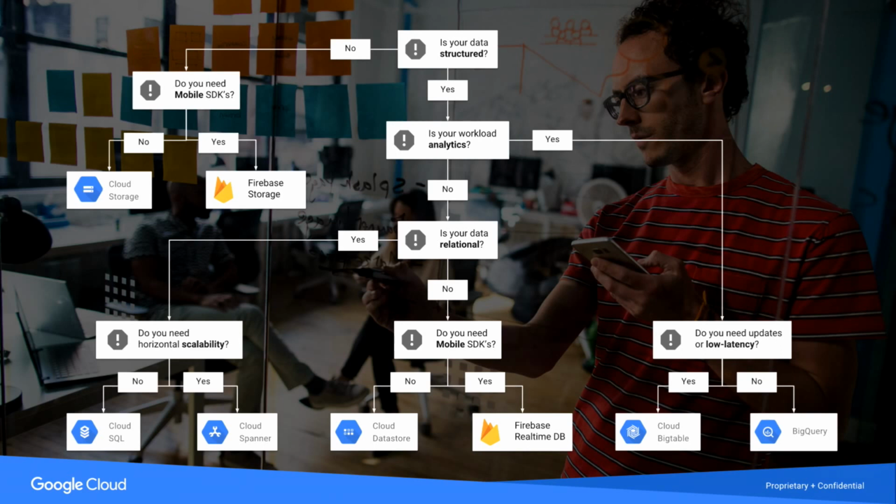So back to the middle again, we've got our structured or semi-structured data. We aren't necessarily doing analytics workload on it at the moment. Next question is it relational? If it's yes, it's a strongly structured schema, it's going to be fixed, not lots of changes to it, then it's really all about scalability.